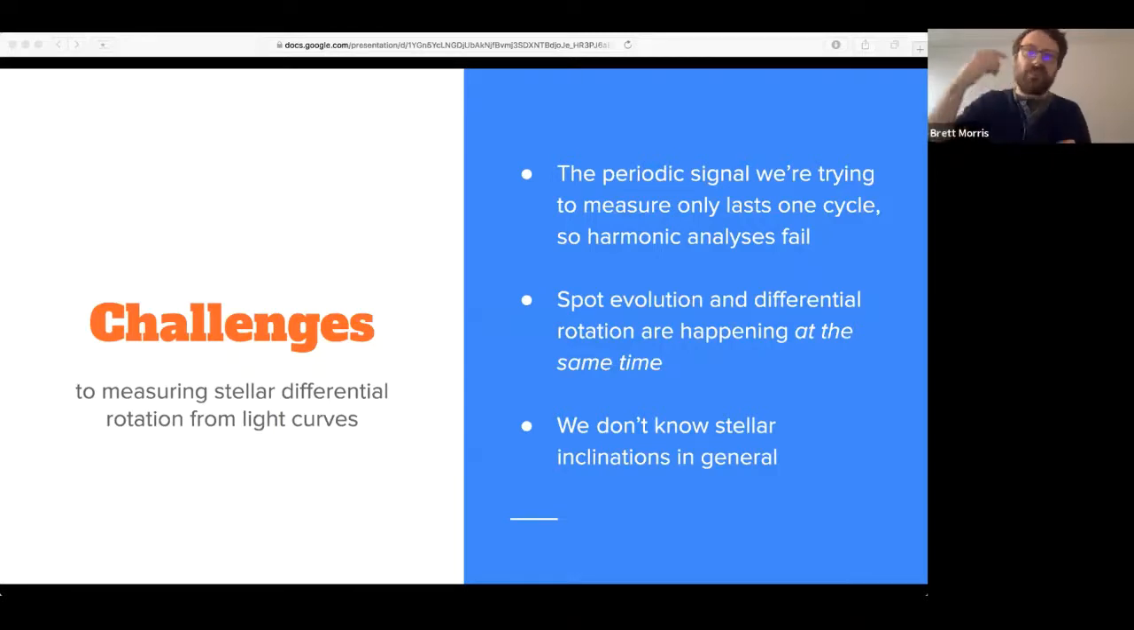And then to add one other wrinkle, we don't know the orientations of the stars that we're looking at. We can make assumptions, and there are observations we can take, but for the vast majority of the stars, for example, in the Kepler field, we don't know what their orientations are. So these are some of the challenges that we're going to be thinking about and hopefully overcoming over the course of the next few weeks. Are there any questions here?